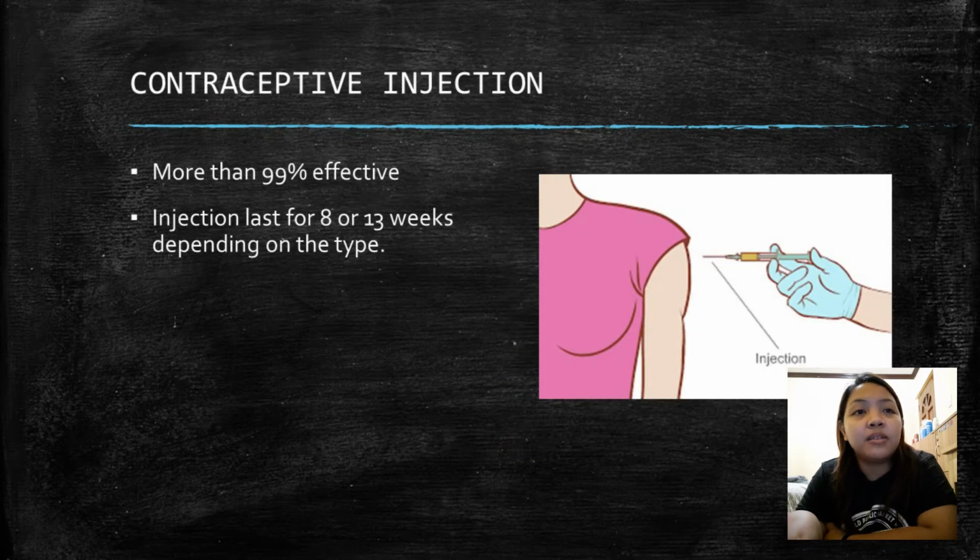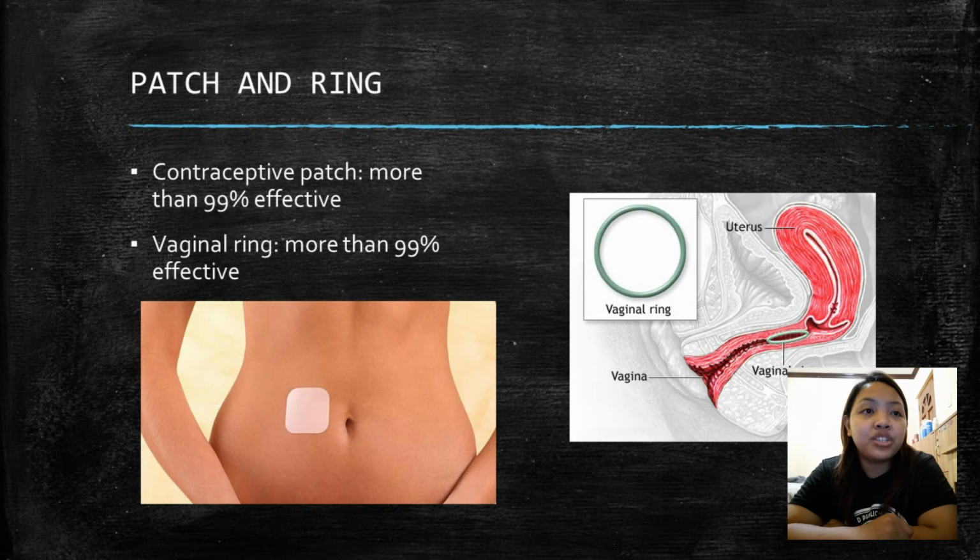Next is the contraceptive injection. It is more than 99% effective, and this injection lasts for 8 to 13 weeks depending on the type. Then the next is the patch and ring. The contraceptive patch and vaginal ring are more than 99% effective.